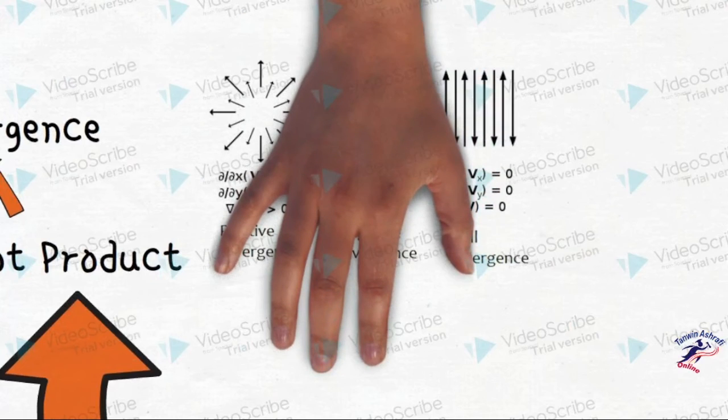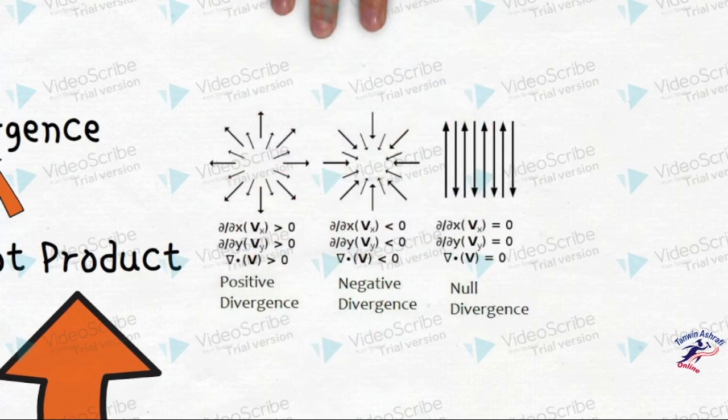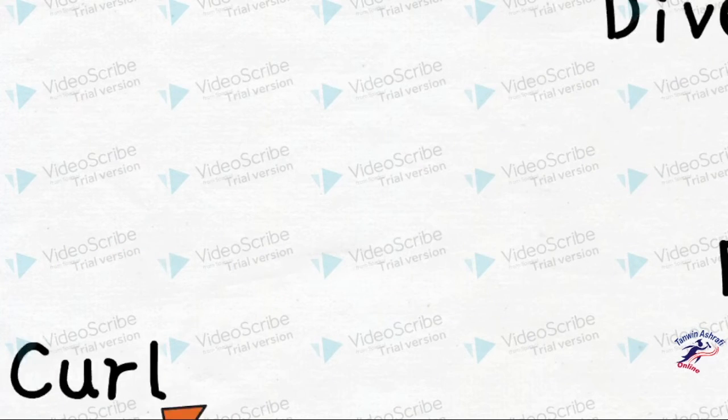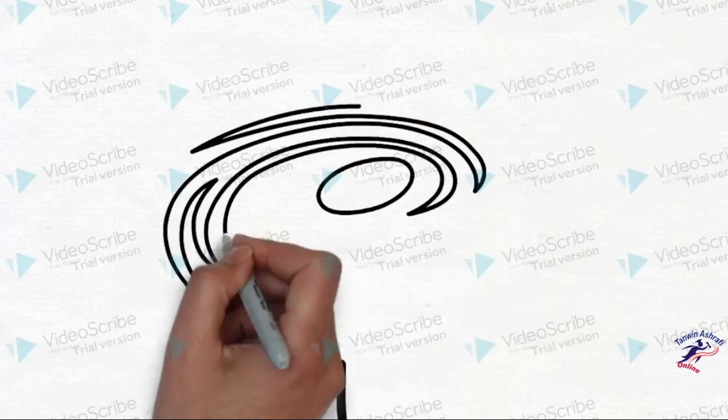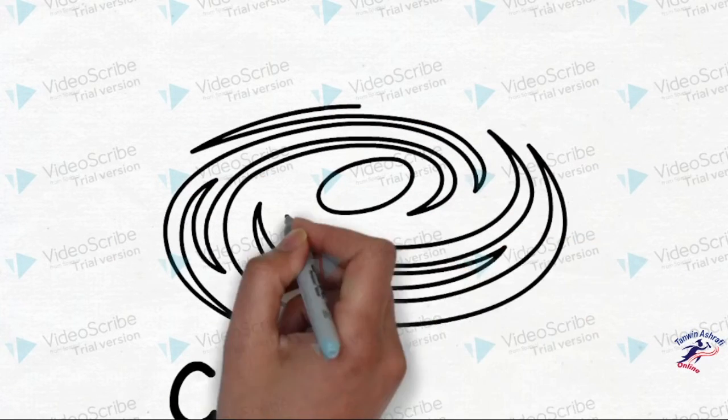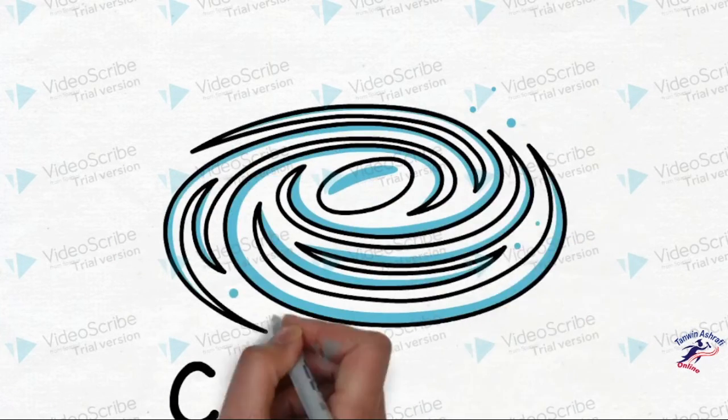Now divergence means how the field gets diverged. There are 3 types of divergence actually. One is a positive divergence where you can see the arrows going outside. Negative divergence where the arrows, you can see the field direction is inside, and null divergence where arrows are cancelling each other. In a curl, we can see how the function curls itself around a point.